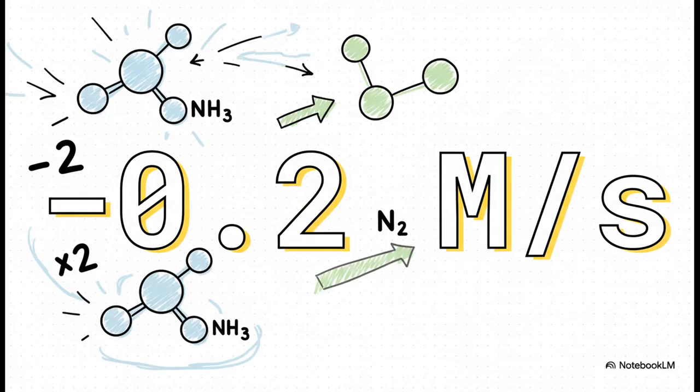And now for our reactant, the ammonia, NH3. Again, look at the recipe. For every 1 molecule of nitrogen we produce, we had to use up 2 molecules of ammonia. So its rate is twice as big as nitrogen's. And because it's a reactant that's getting used up, its rate of change is negative. That puts us at negative 0.2 molar per second.